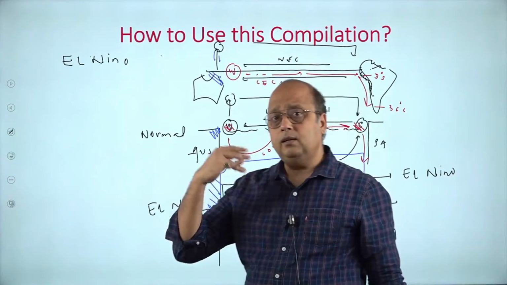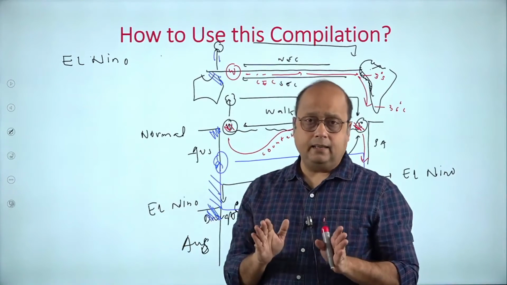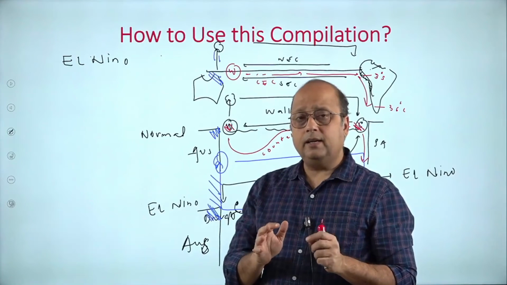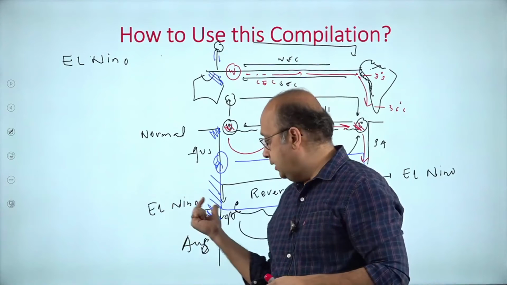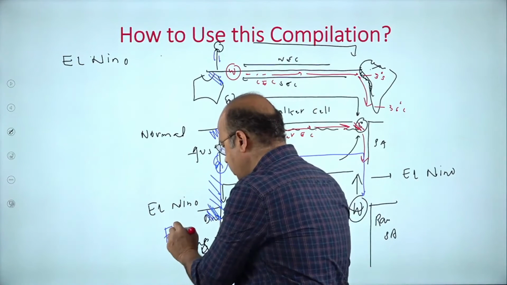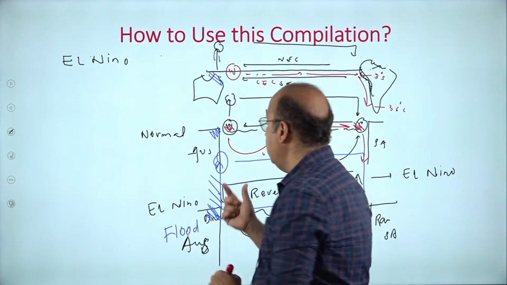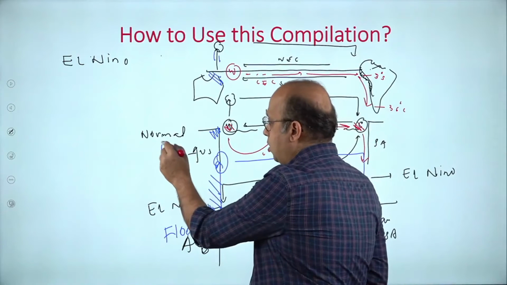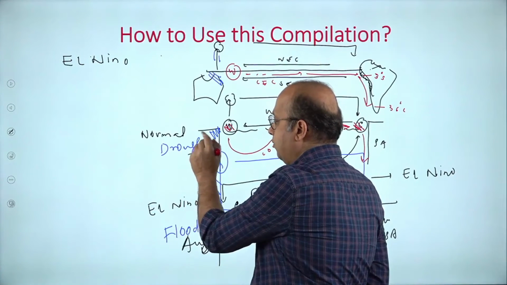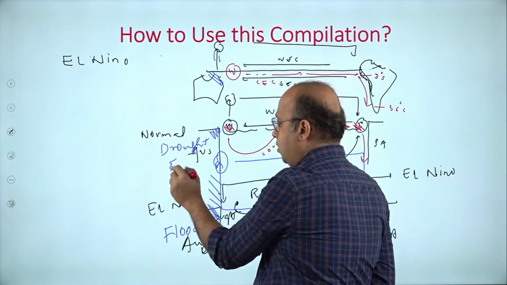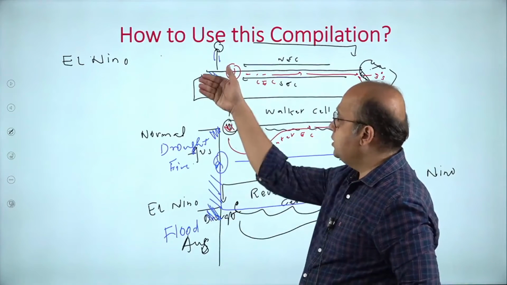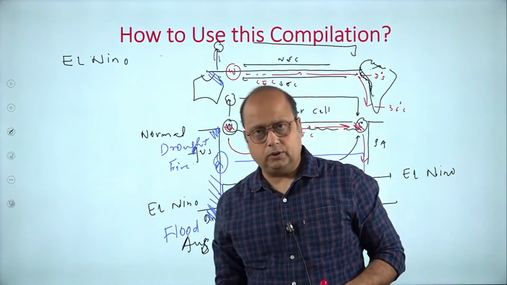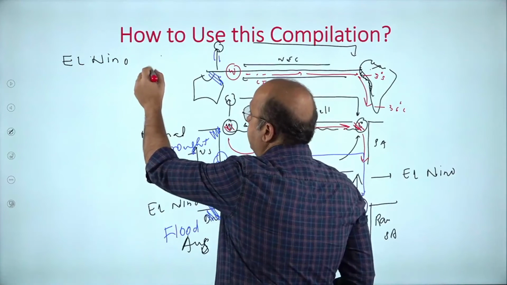So El Nino is an unusual pattern. La Nina is the excessive strength of the normal pattern. So La Nina causes flood in Australia. El Nino causes drought in Australia. If we have a drought, we have a fire in the forest. Right? And a normal condition gives a normal rain in Australia.